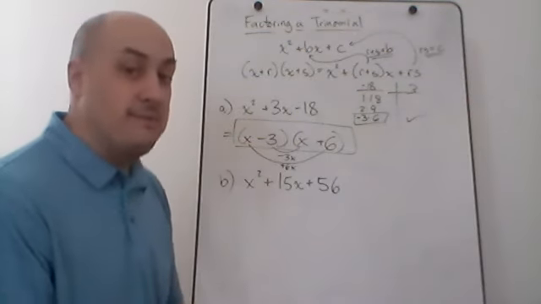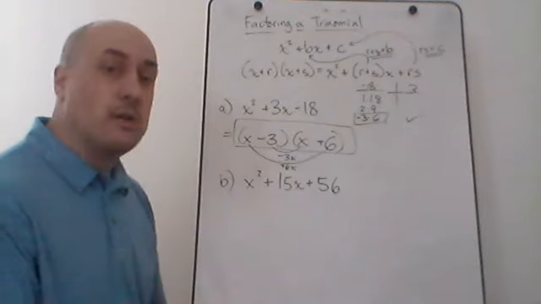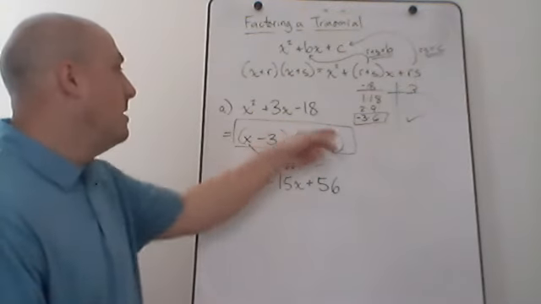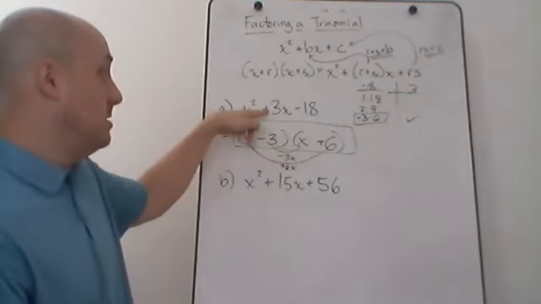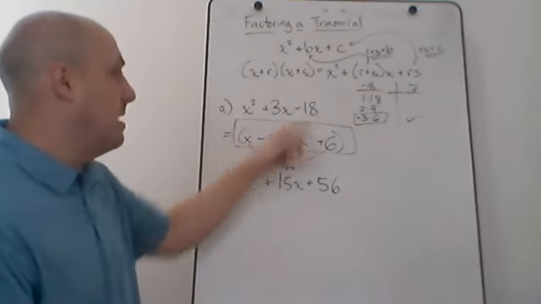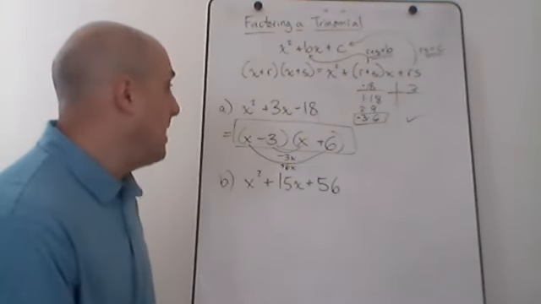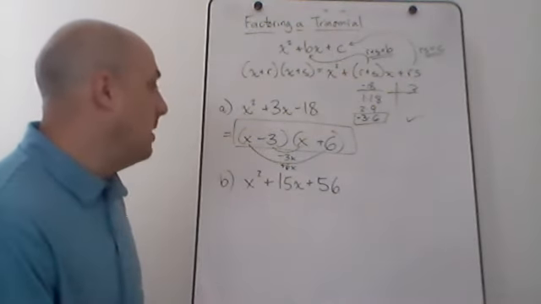And just like with any other factoring method, if you want to double check your work, you just multiply it back together. Right? In this case, if you FOIL it, you get x squared, you get plus 6x minus 3x, which is plus 3x, and then negative 3 times 6 is negative 18. All right, so that is factoring a trinomial when it's just a 1x squared.